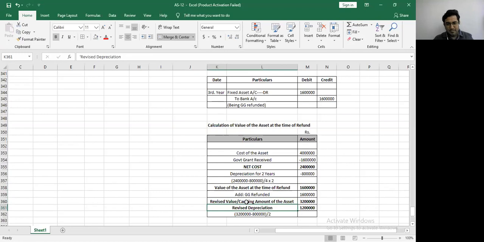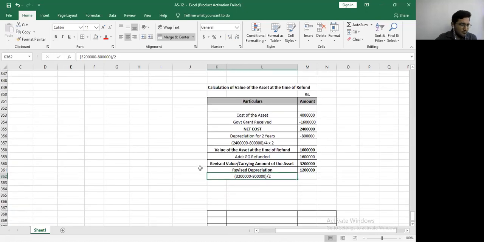Add to it government grant refunded 16 lakhs. Your revised carrying amount comes to 32 lakhs. On this, you will calculate the revised depreciation on the remaining useful life. So here, 32 lakhs minus 8 lakhs divided by 2. 2 is the remaining useful life. So what's your revised depreciation? 12 lakhs per annum. Your revised depreciation is 12 lakhs per annum.